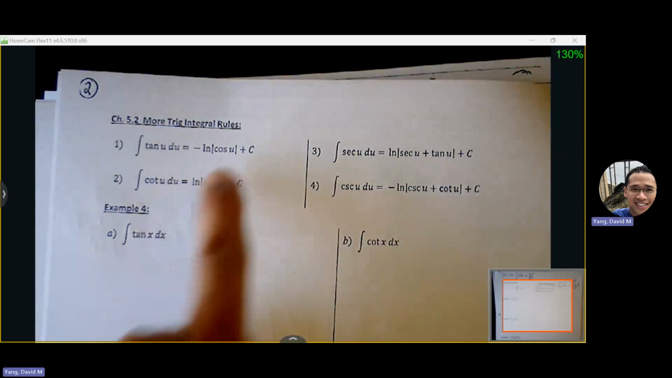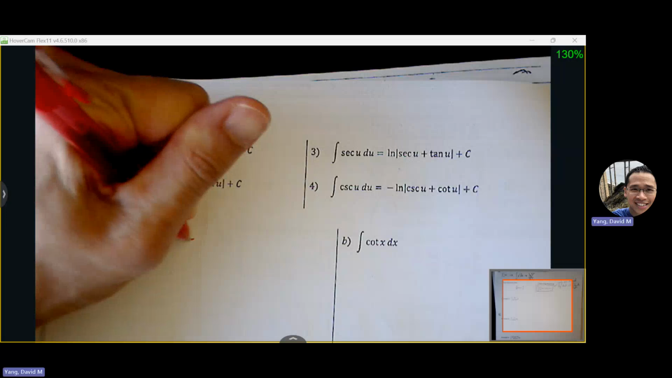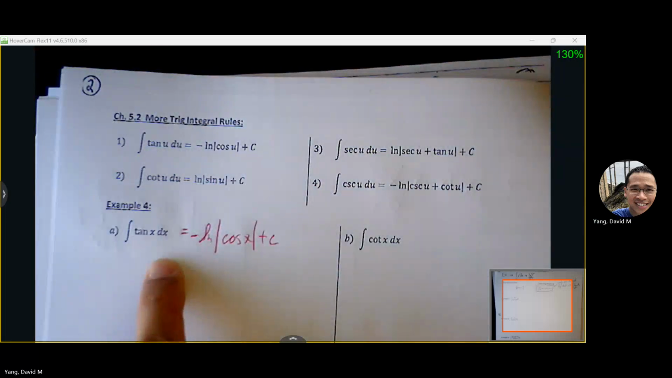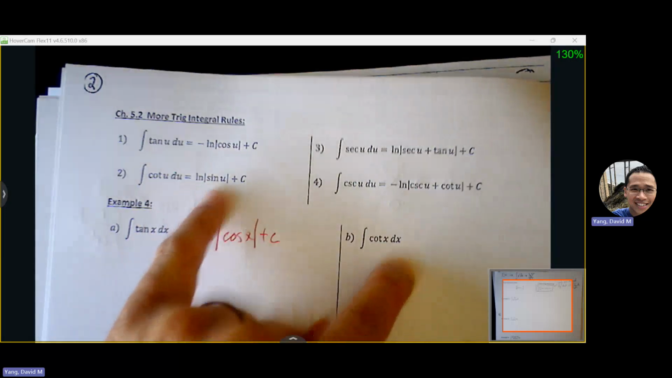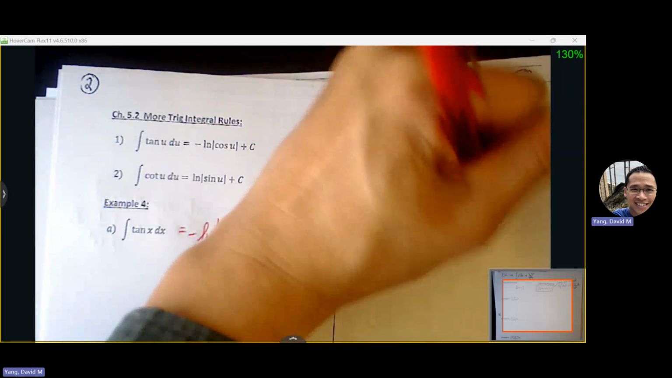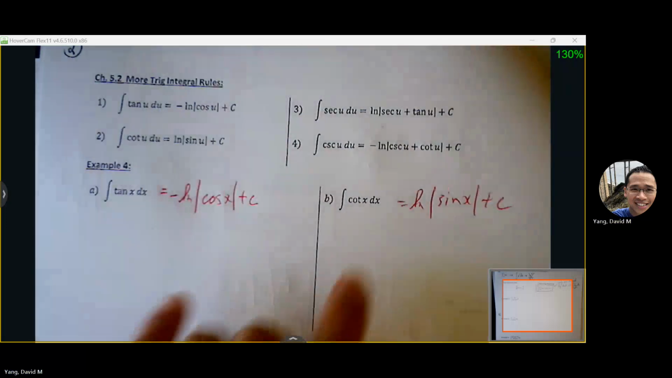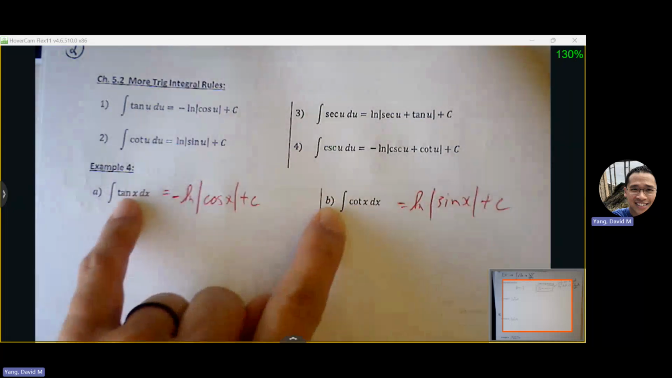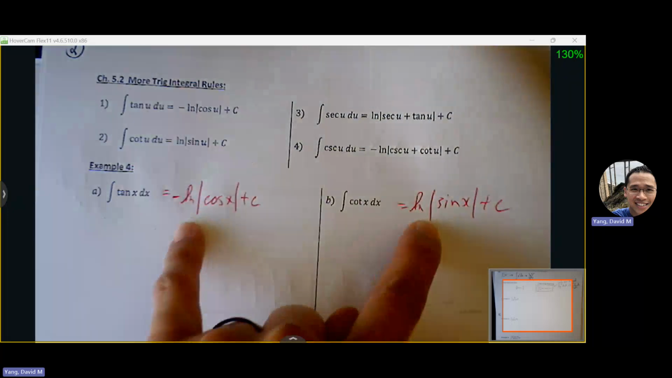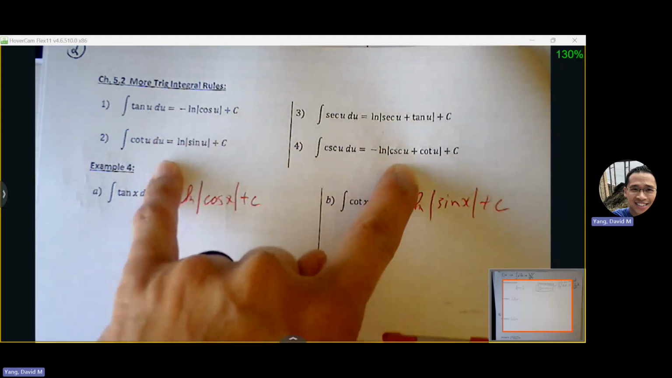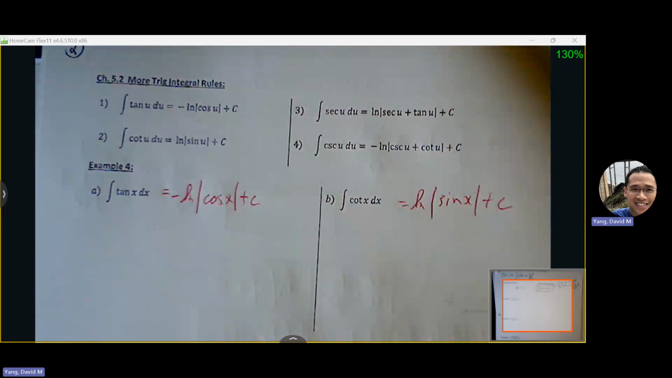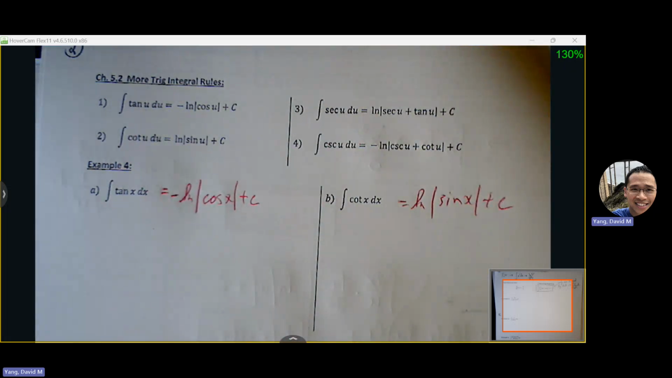So tangent's antiderivative is just negative natural log, cosine of x plus c. And then cotangent's antiderivative is just natural log absolute value of sine of x plus c. There's a certain way to help remember these a little bit easier through u substitution, but I want to come back to that a little bit later. But these are our additional new trig rules that do not fit the original 6 that we've learned from the quizzes from the last unit.